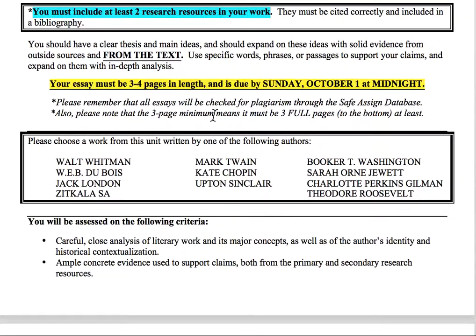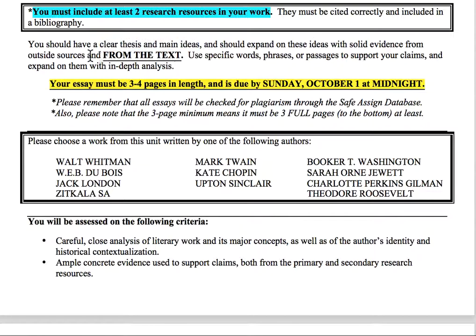You should have really the main parts of a normal essay, right? A clear thesis and good main ideas. Expand them with good, solid evidence from the text, most importantly. So give me lots of good quotes from the text to back up what you are arguing.